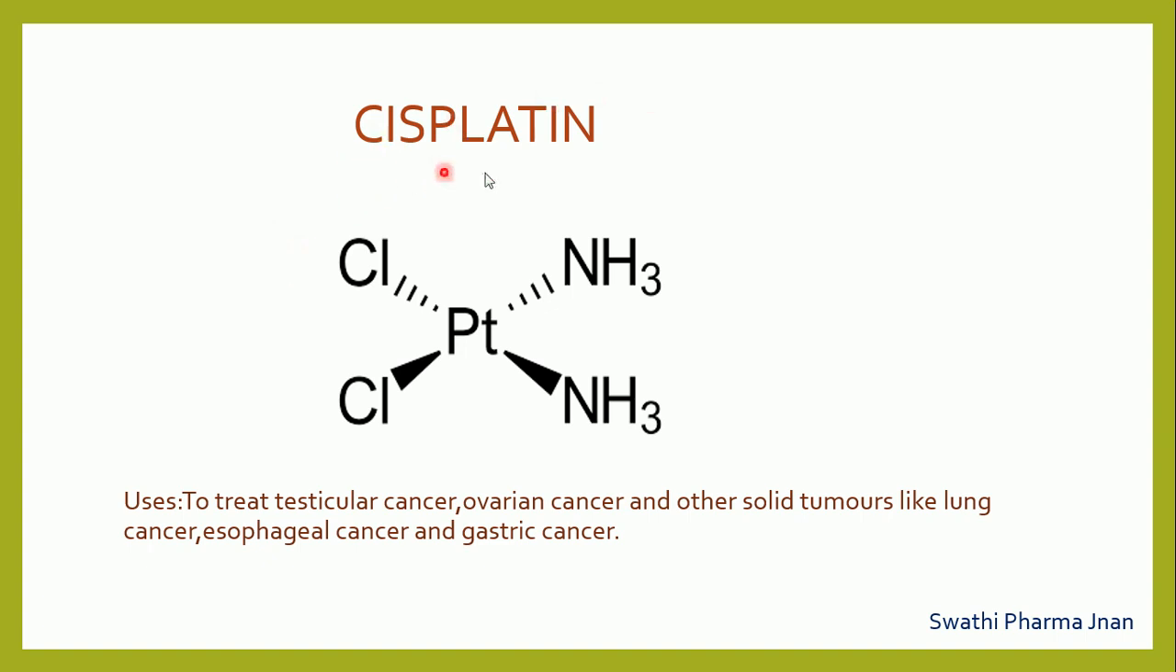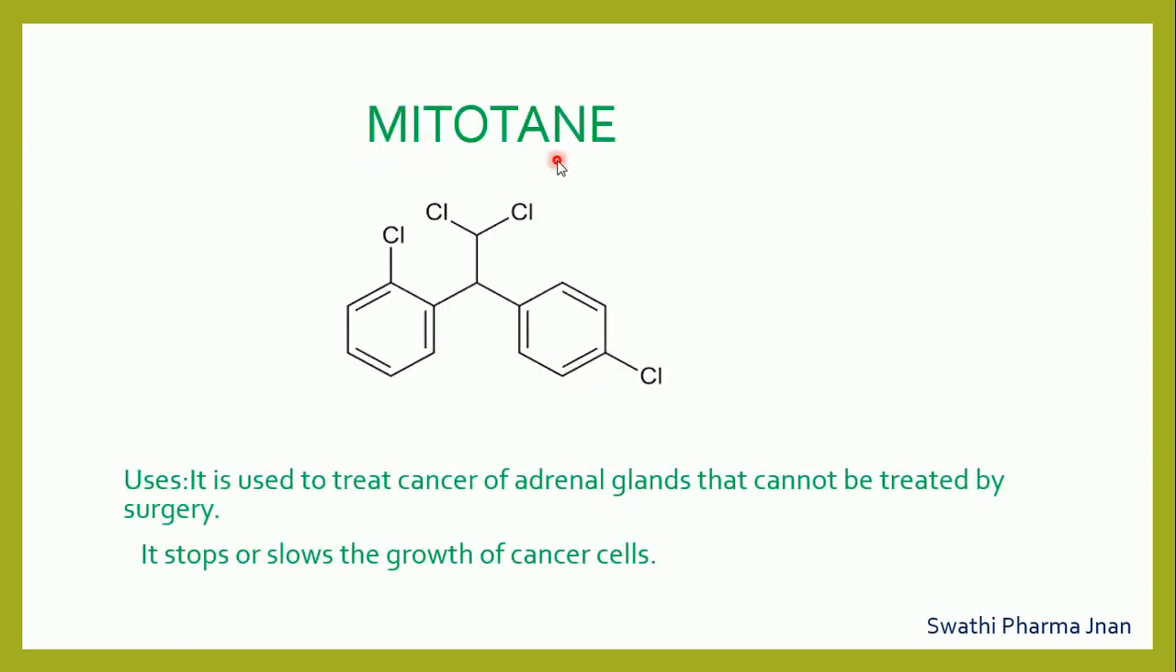The miscellaneous drugs which are used in the treatment of cancer include cisplatin. Platinum is the main element present at the center. It contains 2 chlorine atoms and 2 ammonia groups, NH3, NH3, attached. These 4 groups are attached to the central platinum; that is cisplatin. It is used to treat testicular cancer in males, ovarian cancer in females, and other solid tumors like lung cancer, esophageal cancer and gastric cancer.